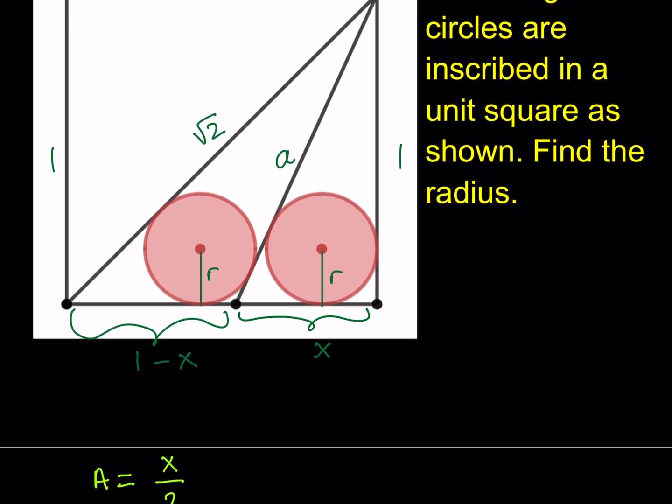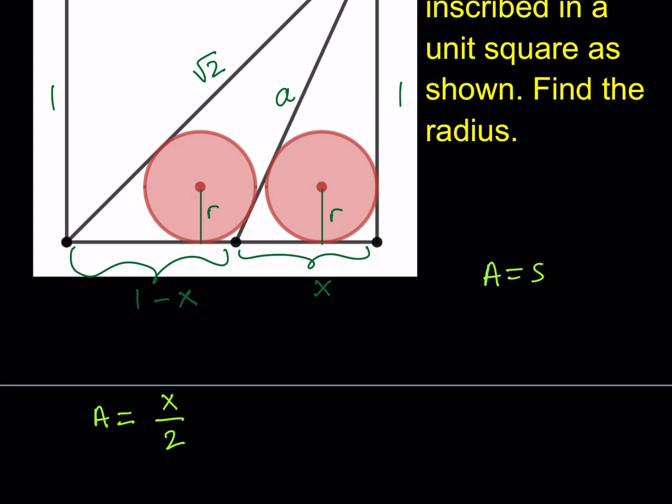What about writing the area in a different way? My goal is to find r. Do you know of any formulas that involve r? There's a formula which I could call the SIR formula: A equals S r. I hope everybody's familiar with that. Here, S is the semi-perimeter, and r is the inradius, which means the radius of the incircle, the one that's inscribed.